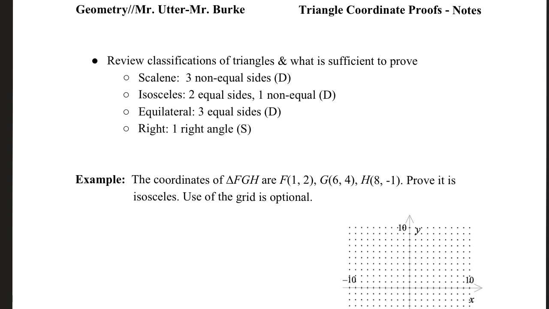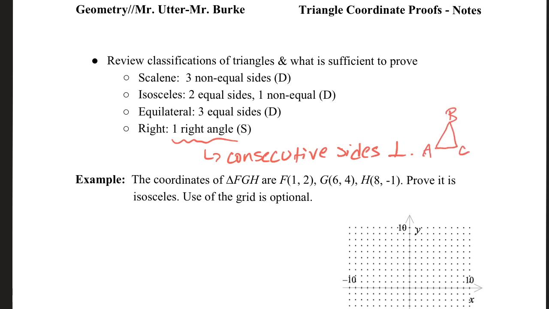The only formulas you need are the distance formula, and then you also need to know slope to prove that there is a right angle in a right triangle, and that's going to be consecutive sides are perpendicular. Let me just write that in. So to prove this, consecutive sides are perpendicular.